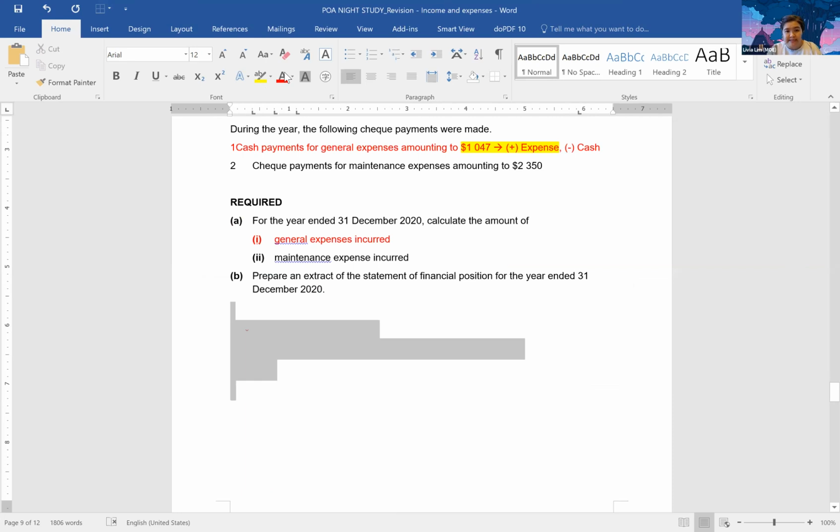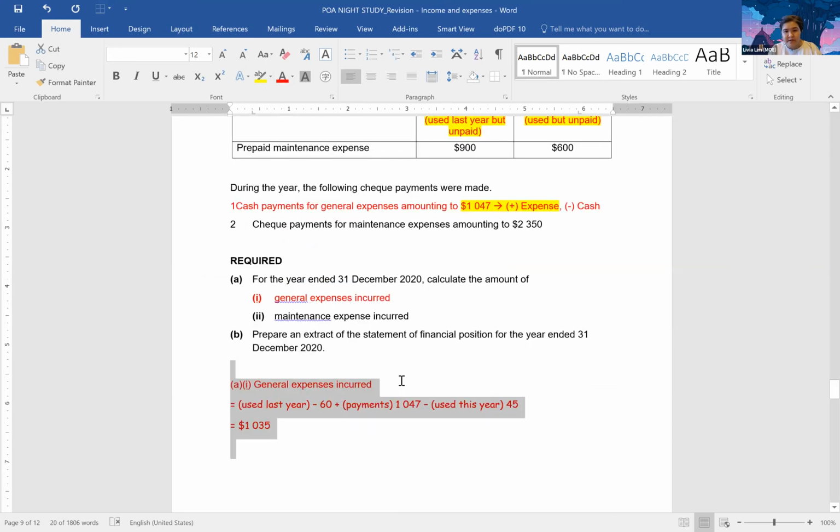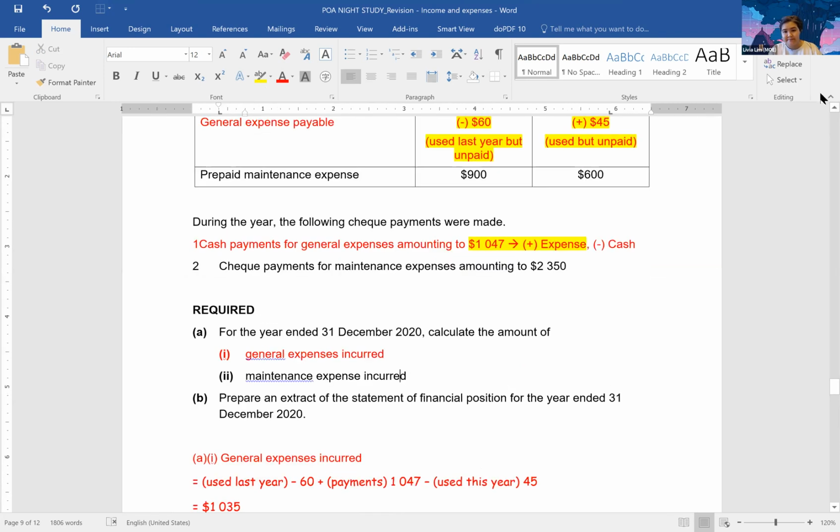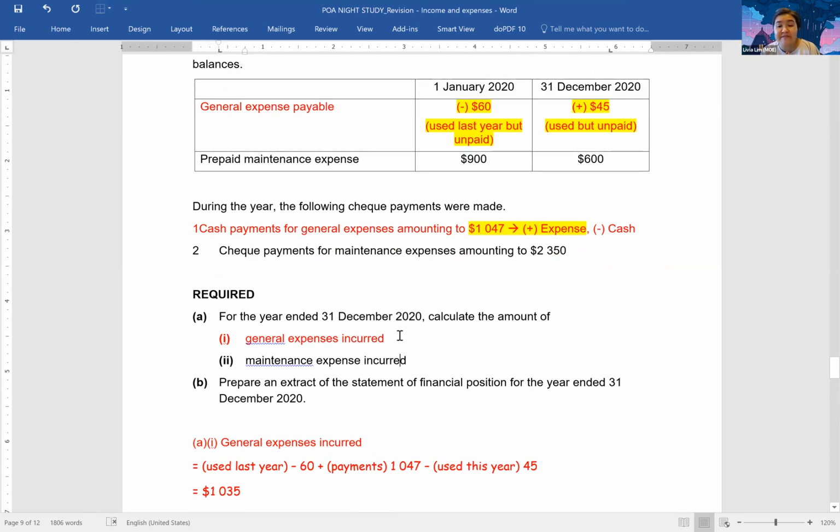And this will be your answer. 1035. All right, 1035. That is your answer. Can I just leave it here and let you process it a little bit? You used the amount last year. You never use it this year. That's why you minus away 60. All right, this 60 here.